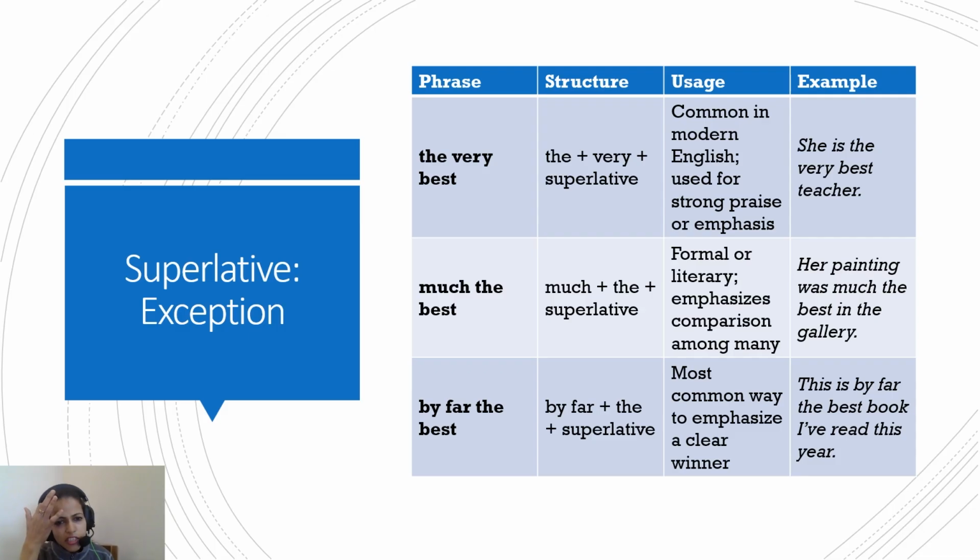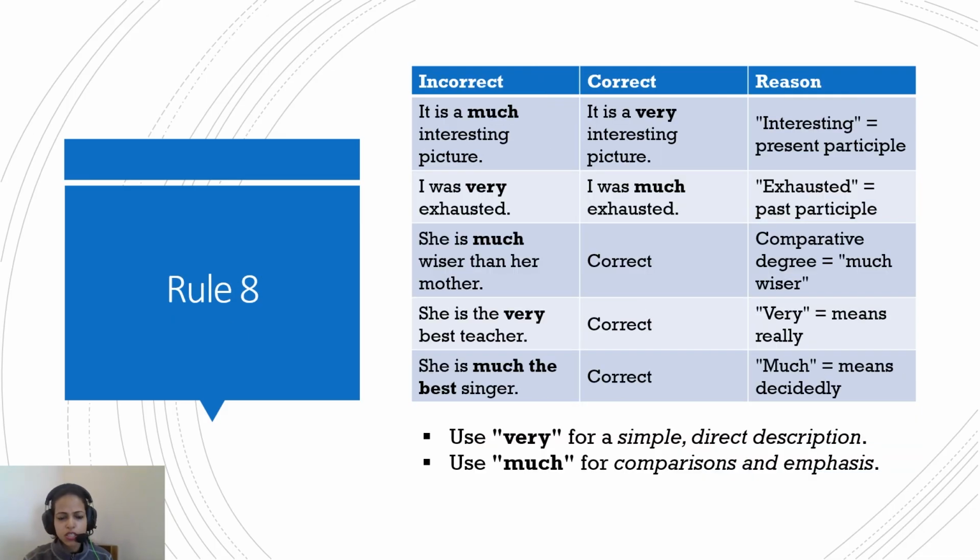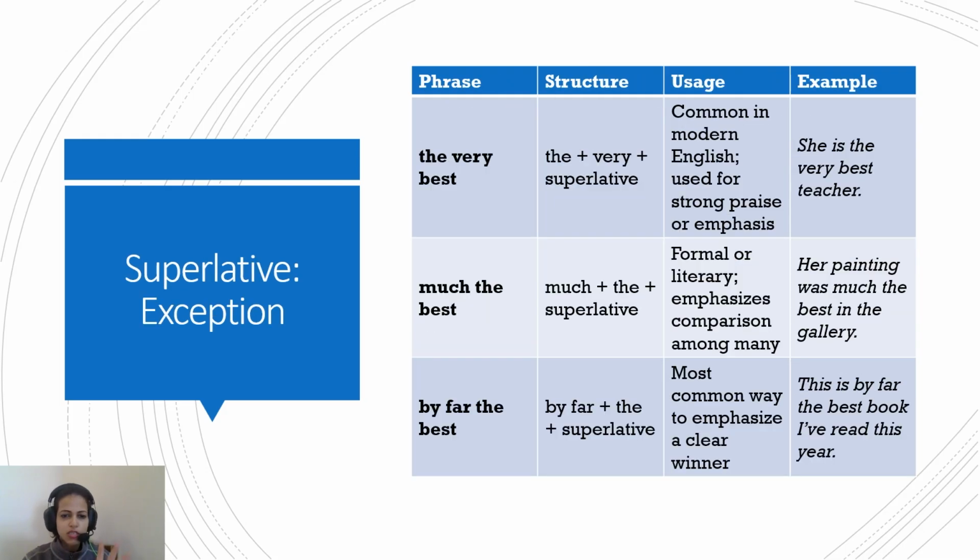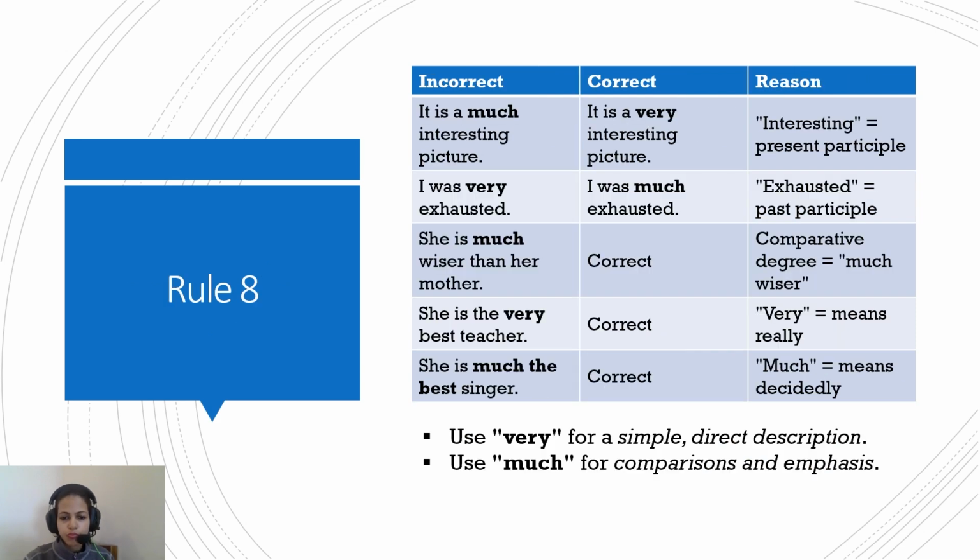So you don't have to really remember the exceptions because the questions are more centered on the rule. Just remember this much: use very for a simple direct description, use much for comparisons and emphasis. I just told you this because sometimes you do come across statements like that and you might think it's wrong. But if the very best is there in the case of superlatives, you can keep it in mind. It's best that you remember at least this much. You must remember at least this much for this rule. Okay.